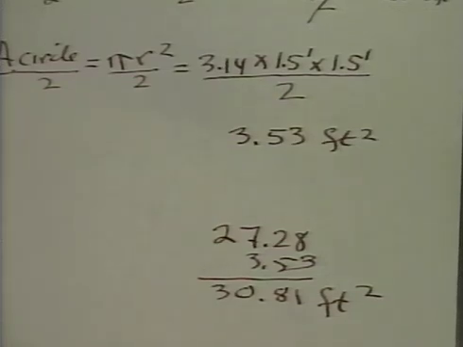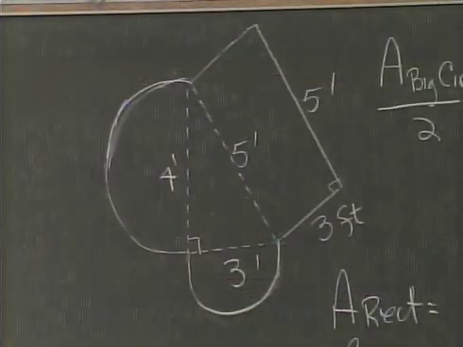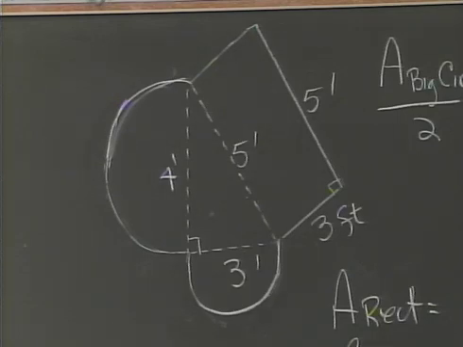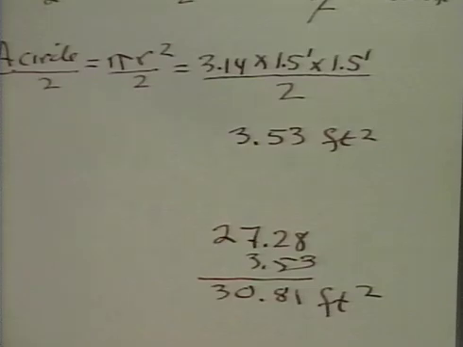Any questions on that? So I added all the parts. I found the area of each part. So let's come back to the diagram. I found the area of the rectangle, the triangle, and the 2 half circles. Okay? And that's the number we have down there.